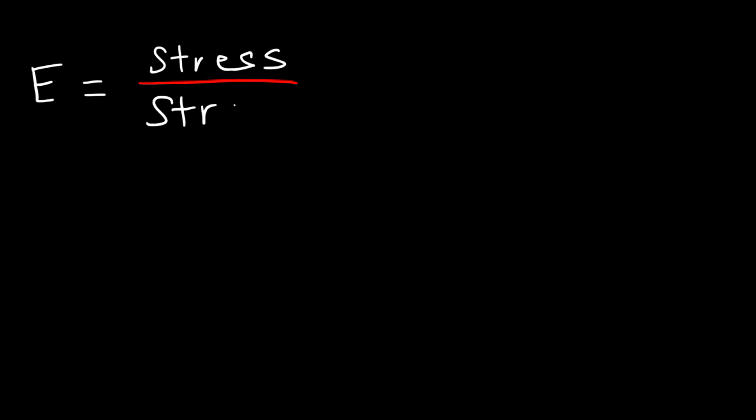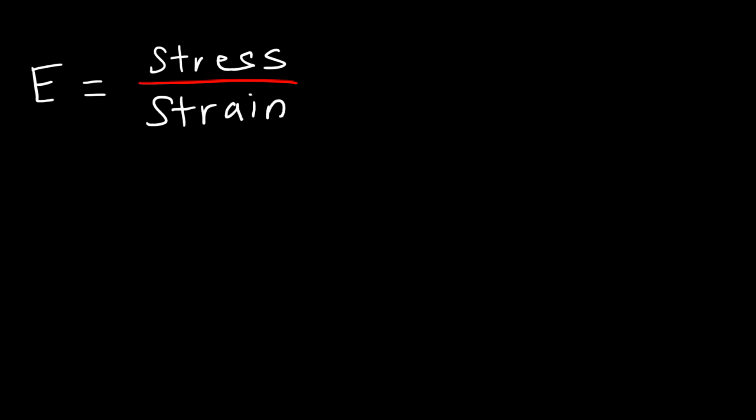Now, what do we get if we divide stress by strain? If we divide those two, we get something known as the elastic modulus, also known as Young's modulus. Some textbooks might have Y instead of E. So it's the ratio between stress and strain.